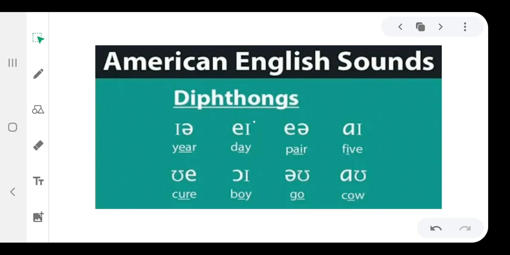Now to pronounce the sounds correctly, please repeat after me. Ear, day, pair, five, cure, boy, go, cow. I hope you understand, inshallah.